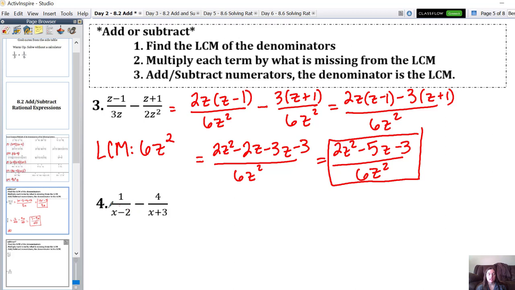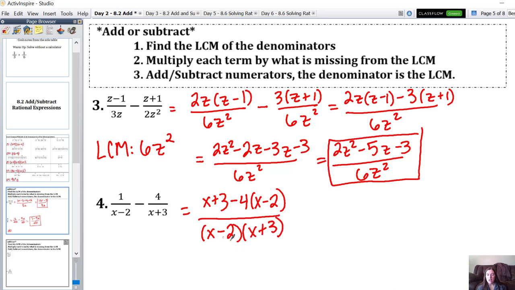In number 4, the denominator on the left is x minus 2. The denominator on the right is x plus 3. The left side is missing the x plus 3, so I'm going to multiply that to the top. So now on the top on the left, we have x plus 3 times 1, which is just x plus 3. And then the right side is missing the x minus 2, so I'm going to subtract 4 times x minus 2. And our LCM is x minus 2 times x plus 3. It doesn't matter which order that denominator is in.